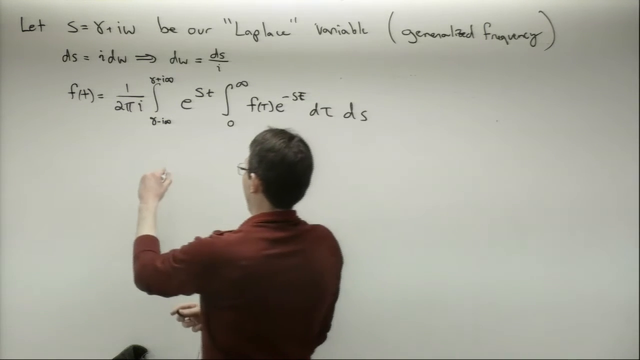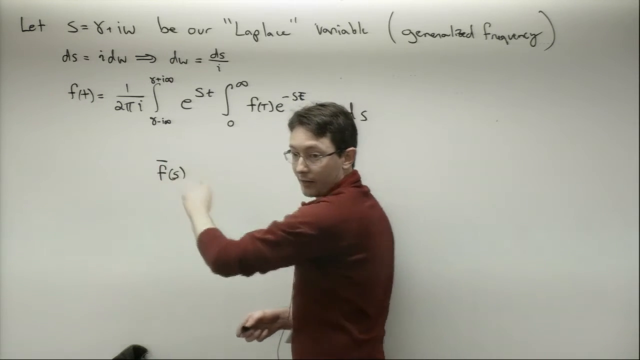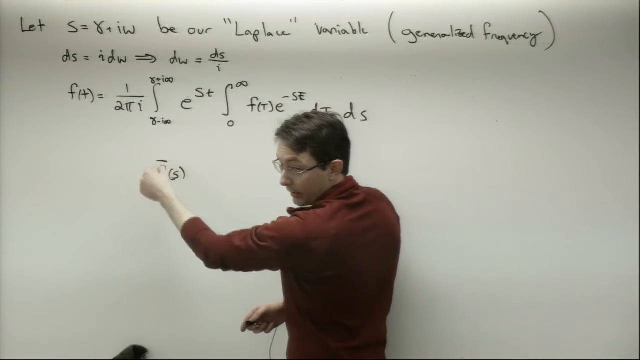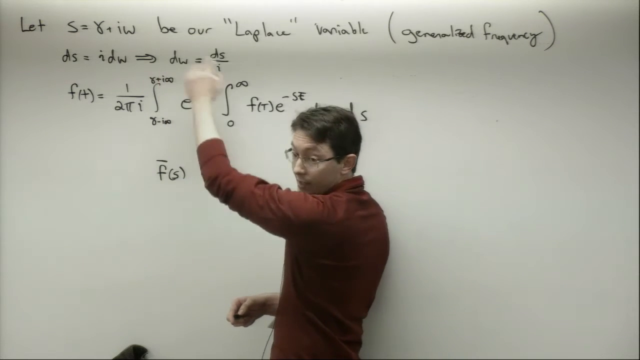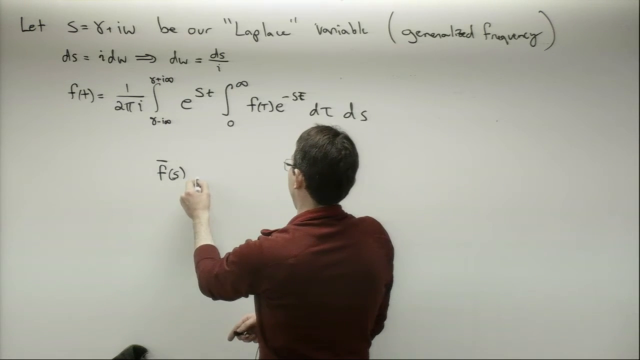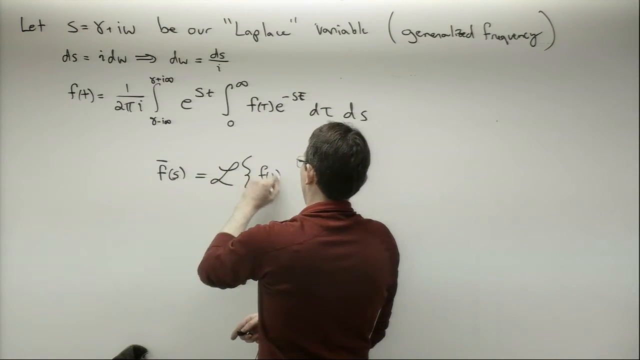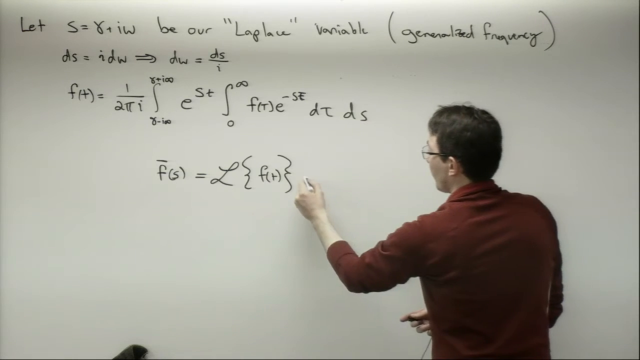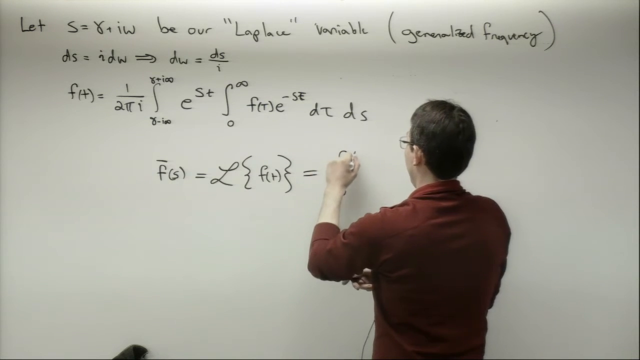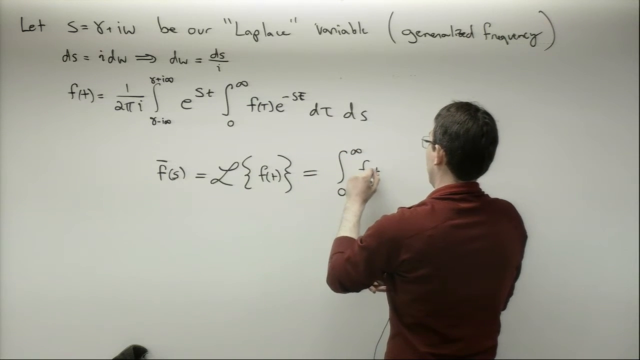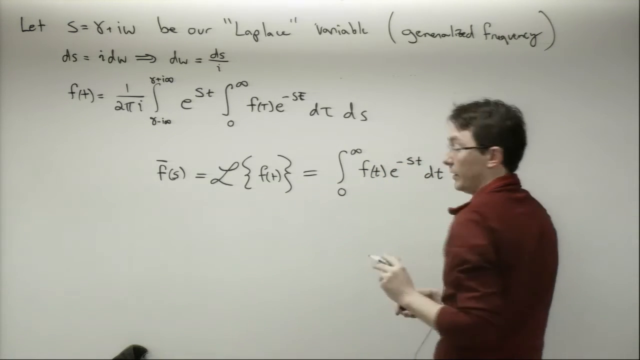My Laplace transform variable, I'm going to call it, instead of a hat for Fourier, I'm giving it a flat bar hat. And instead of being a function of omega, it's a function of s, which is gamma plus i omega. So this is the Laplace transform of my function of t, and it's just equal to this integral here: the integral from 0 to infinity of f of t e to the minus st dt.